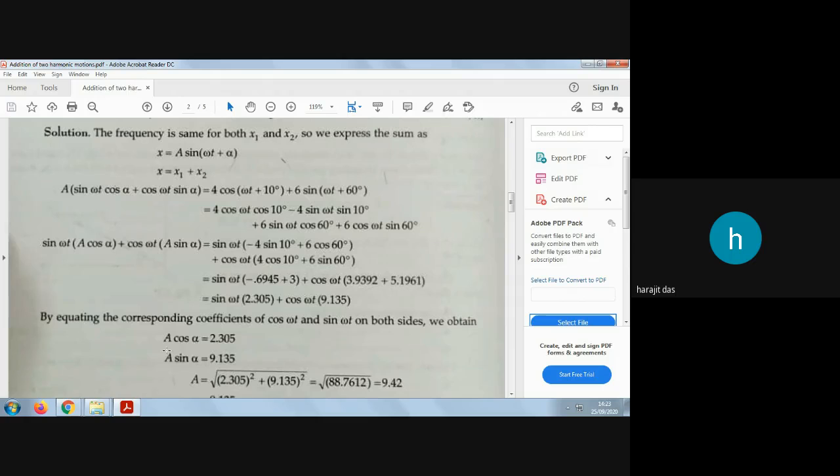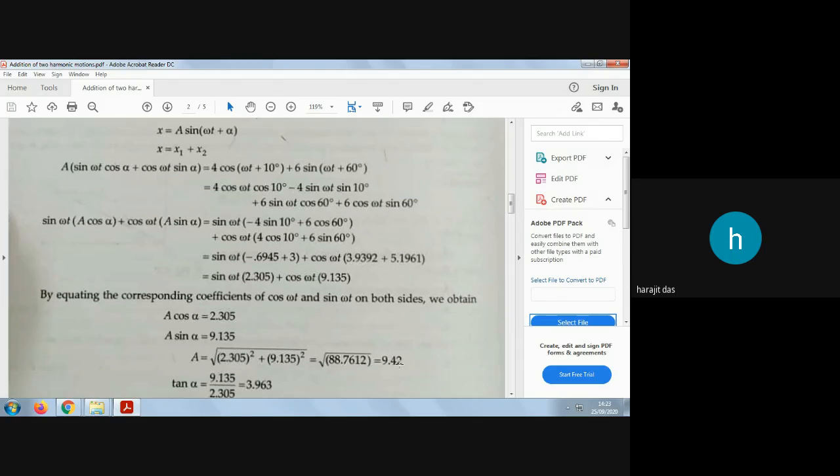So how will you find the final or resultant amplitude? If you square both sides of these two equations, equation 1 and 2, and then add, you will get A square equals 2.305 whole square plus 9.135 whole square. After taking the square root, you will get 9.42.